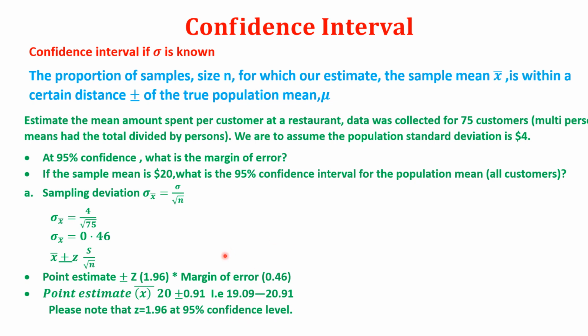We have seen our graph. At the 95% confidence level, the Z value is 1.96. That's why 1.96 is taken. So this is the confidence interval for 95%, if sigma is known. Okay.